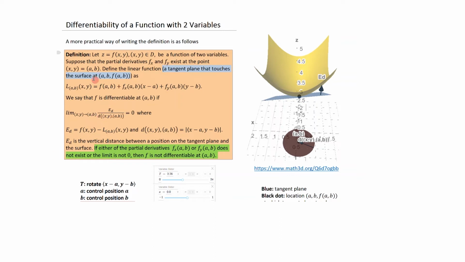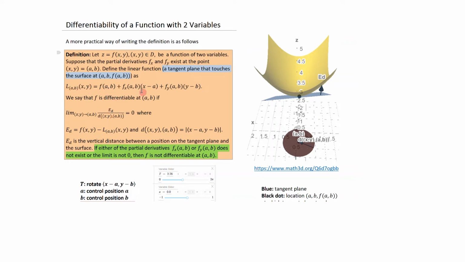All right, so this is the differentiability of a function with two variables. Let's look at how this definition is set up. First of all, we let z be f of x, y, and this is part of the domain D. This would be a function of two variables. And we're saying that the partial derivatives fx and fy exist at the point (a, b). Now we're going to find a linear function, which is a tangent plane that touches the surface at the point (a, b), and this is the z component evaluated at x equals a, y equals b. So this becomes the function we're dealing with, which is the equation of a tangent plane.